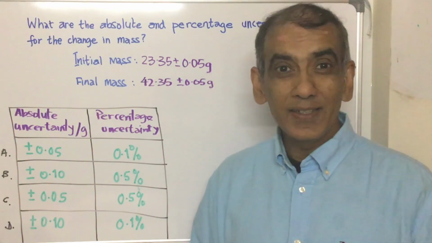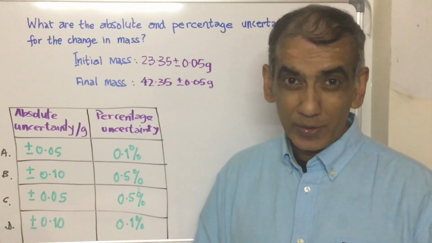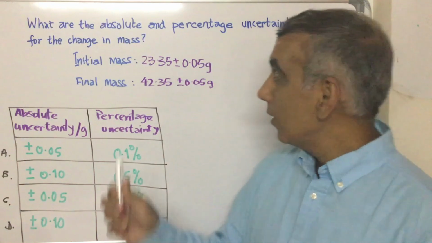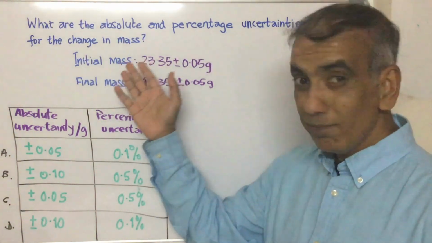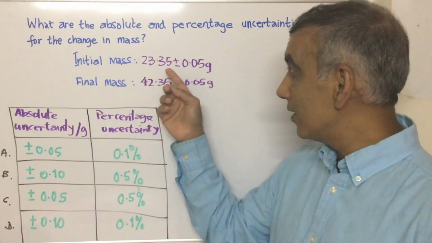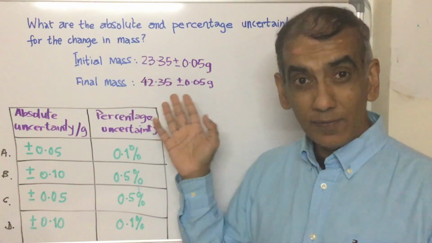Hello and welcome again as we consider yet another multiple choice question for IB Chemistry. What are the absolute and percentage uncertainties for the change in mass? And here you have this initial mass and then the final mass.